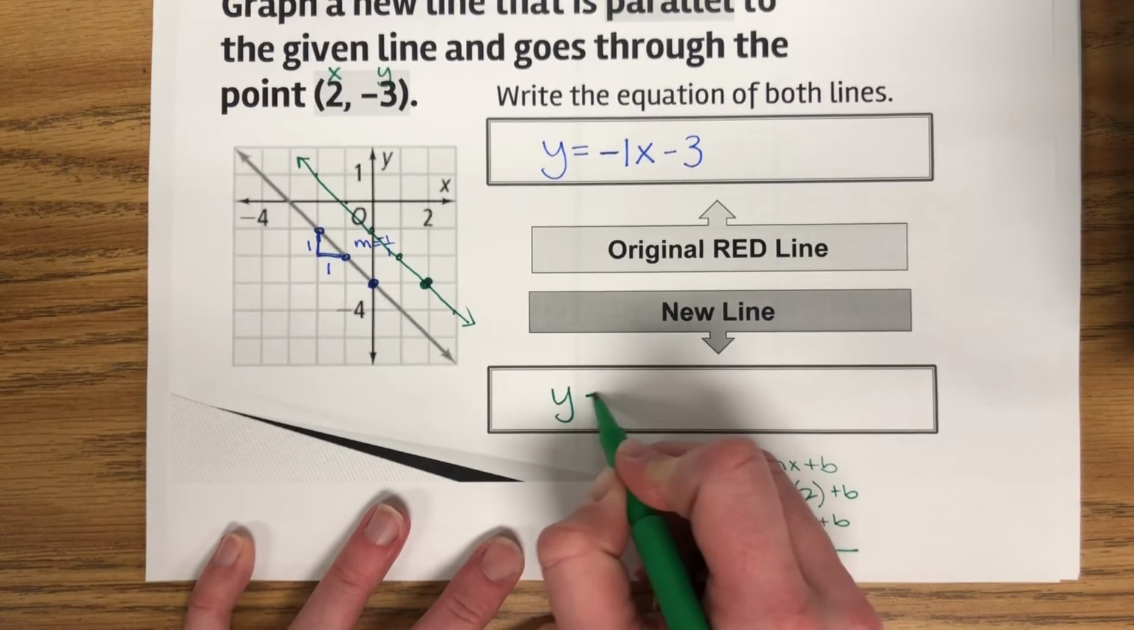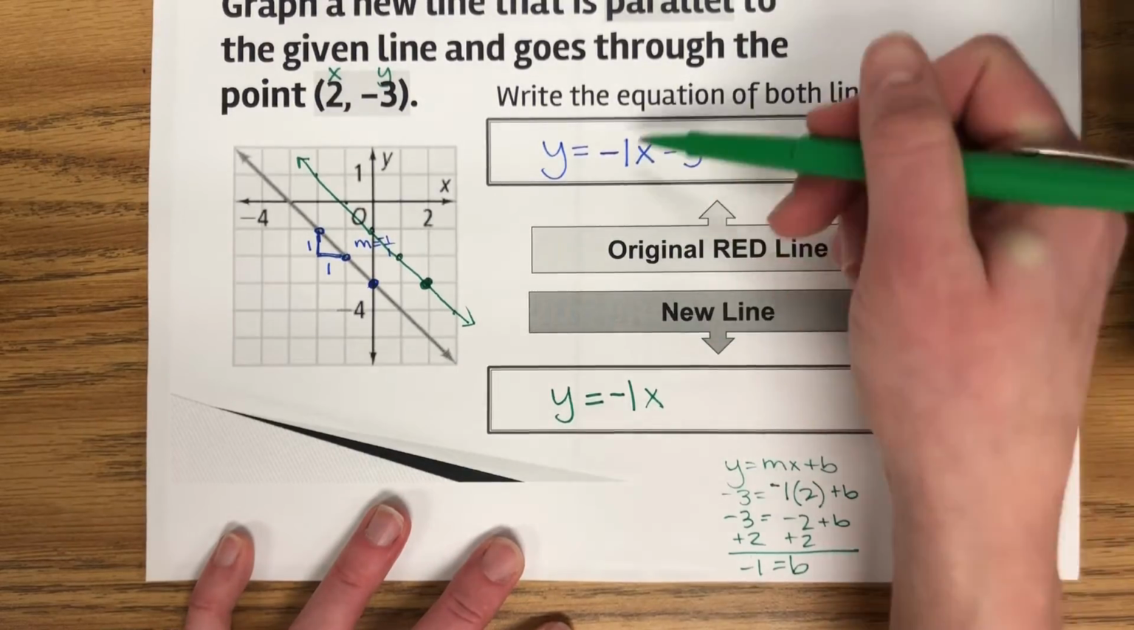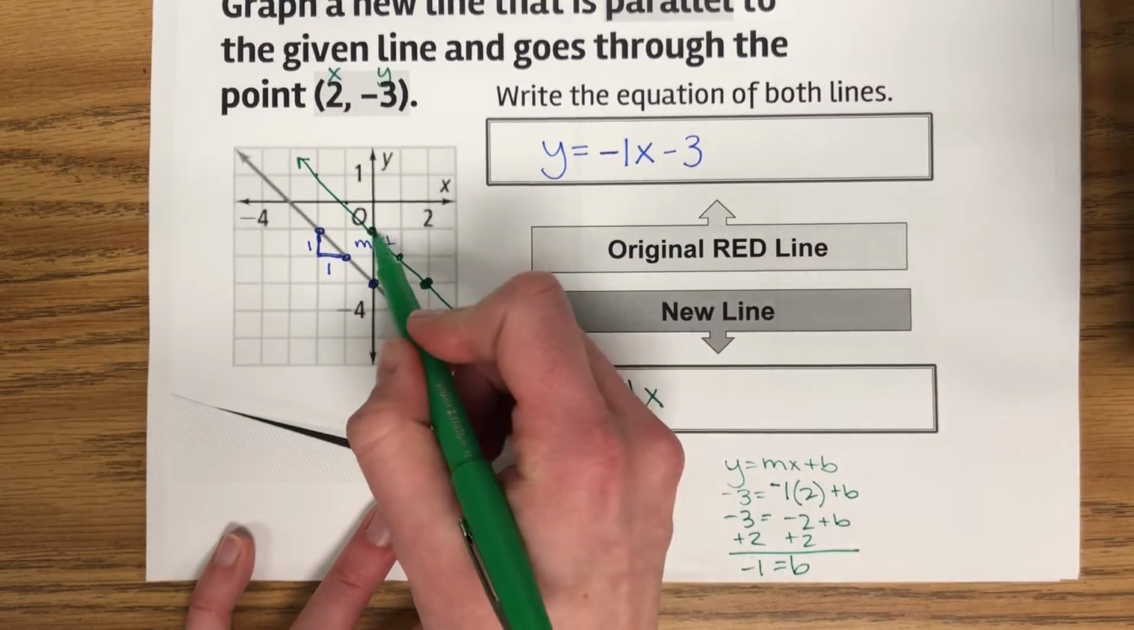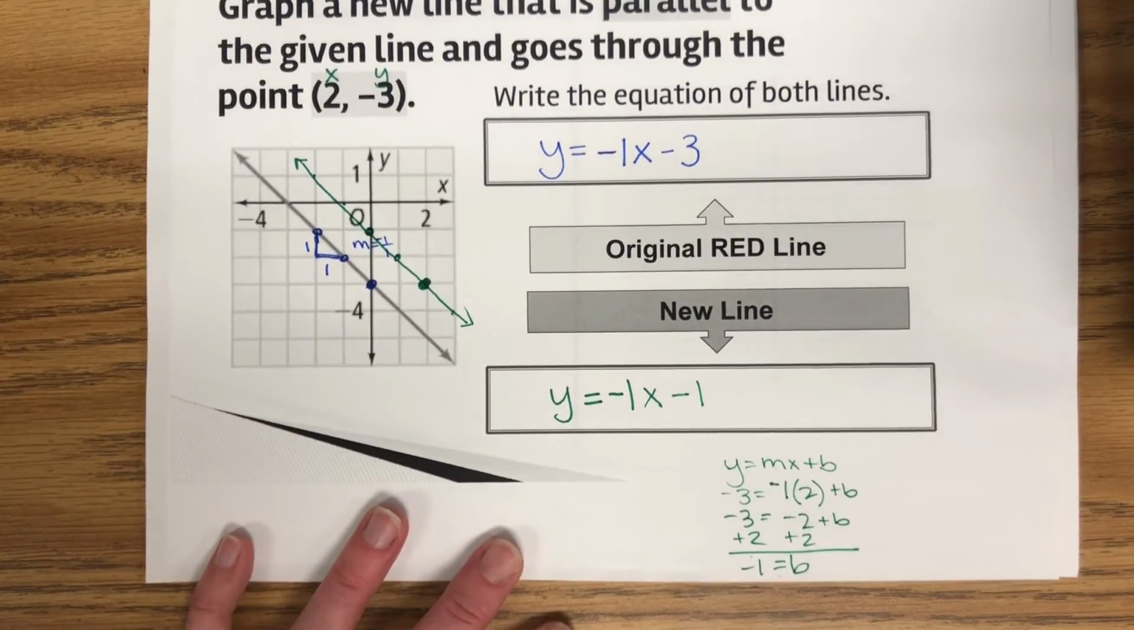So my equation for my new line, y equals -1x, again having the same slope, and then a new y-intercept, which you can graph or solve algebraically.